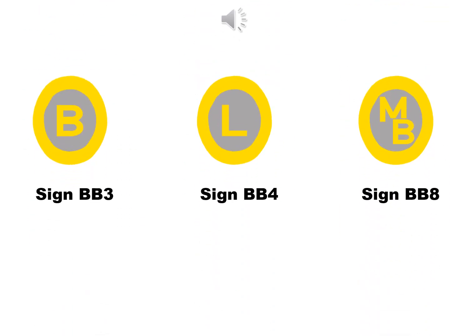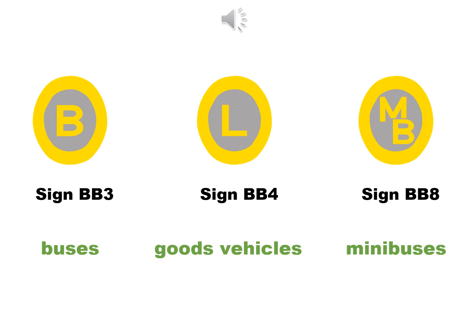Sign BB3 shows you that only buses may park there. Sign BB4 shows you that only goods vehicles that want to load or offload may park there. Sign BB8 shows you that only minibuses may park there.